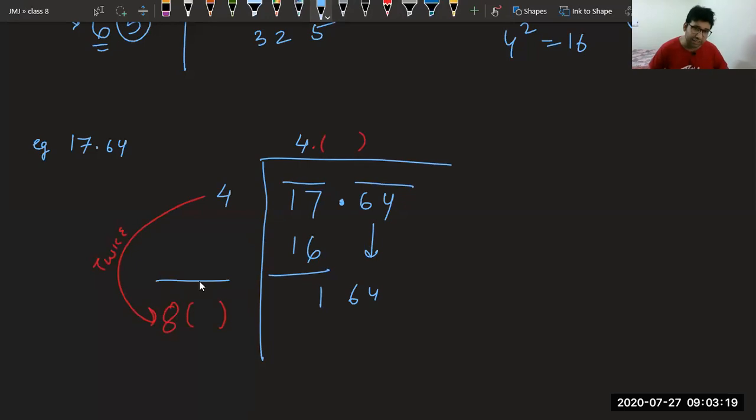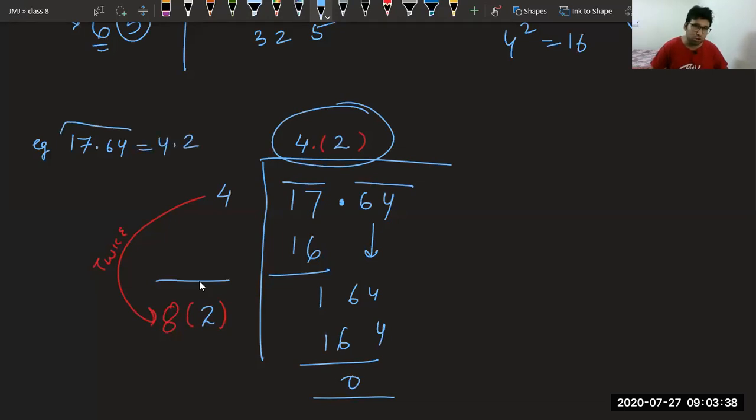Rachit saying 8. हाँ बेटा 8 जो twice हो गया हमारा. Now we have to see 2 can give us the answer. Let us check how. 2 2s are 4. 2 8s are 16. So it is giving us 0. So answer is 4.2. Now I hope you are getting this, everyone.